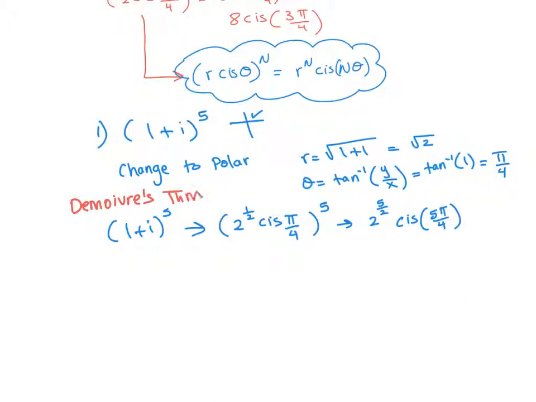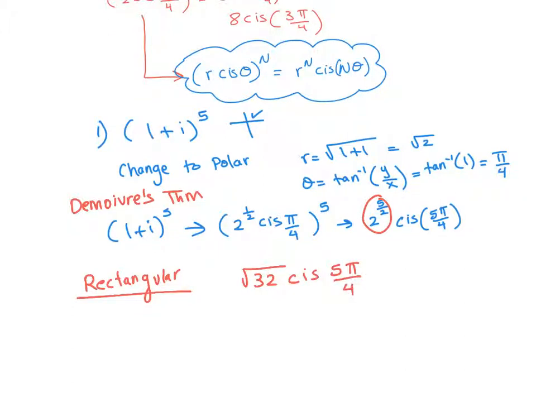And now I need to put it back into rectangular form. Since I started with rectangular, I need to end with rectangular. So 2 to the power 5 over 2 means 2 to the power 5 under the square root. So that's square root of 32, cis 5 pi over 4. To change this to rectangular, I put the r on the outside, parentheses, cosine 5 pi over 4 plus i sine 5 pi over 4.